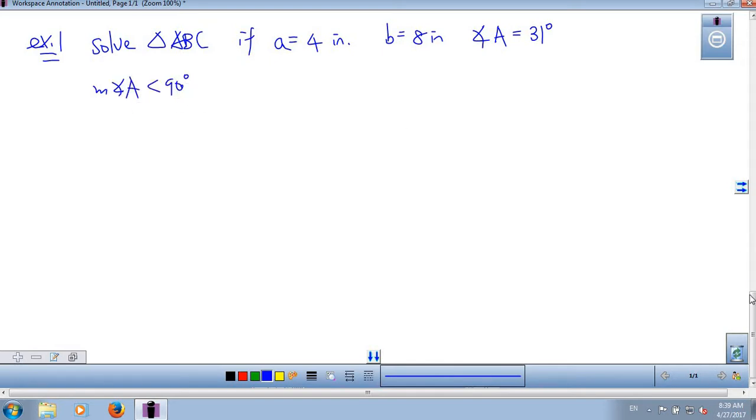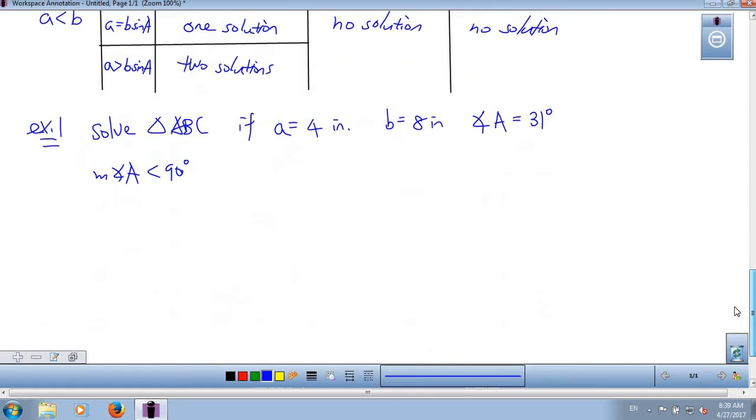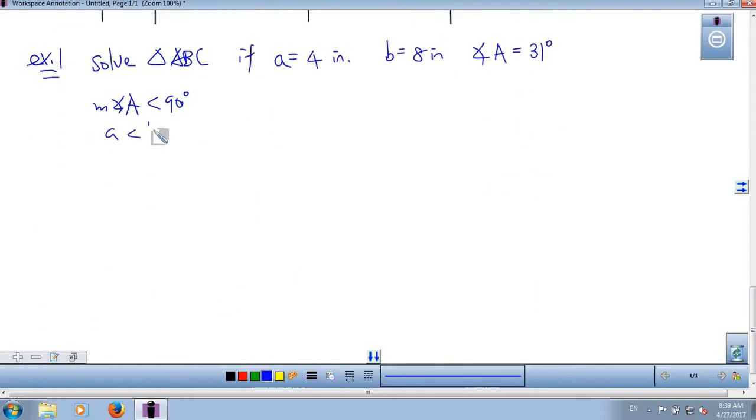So if we go back to our table, we need to look at our first column. a is less than b. Once we know a is less than b, then we need to compare a to b sine A. That's the height of the triangle. So this time we have to make that calculation first. a is 4. b sine A is 8 times sine of 31 degrees. That is 4.12.